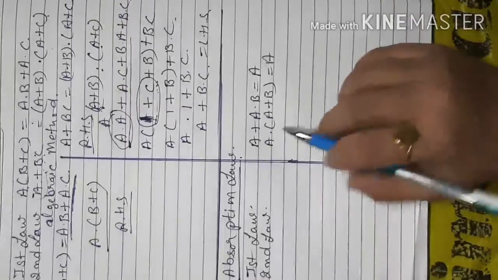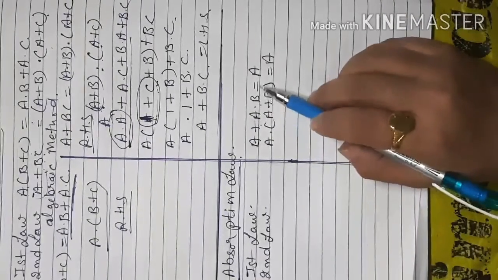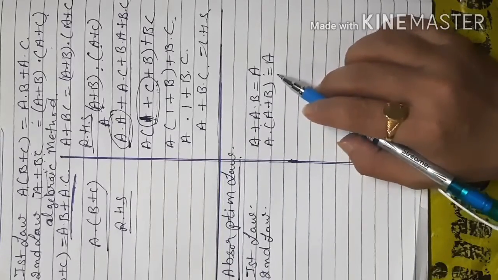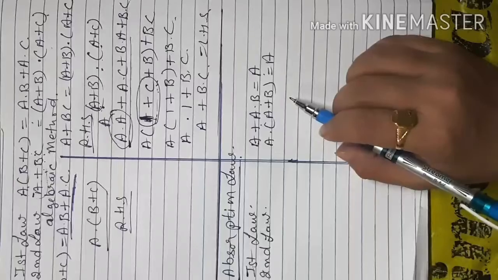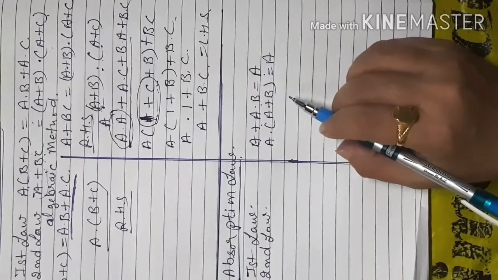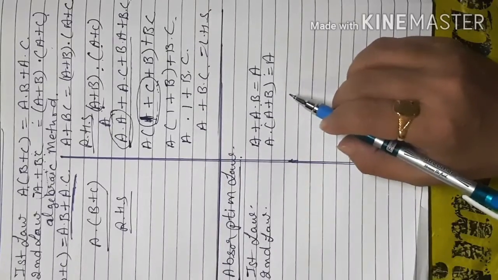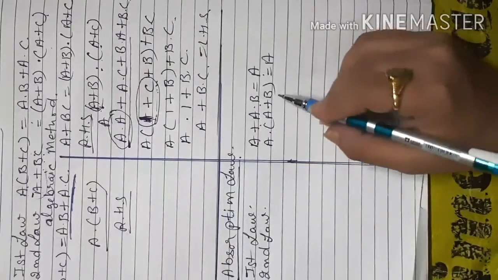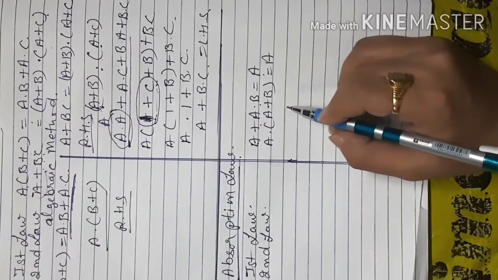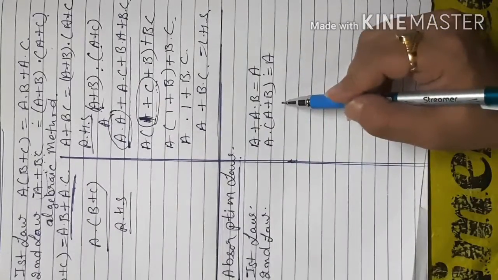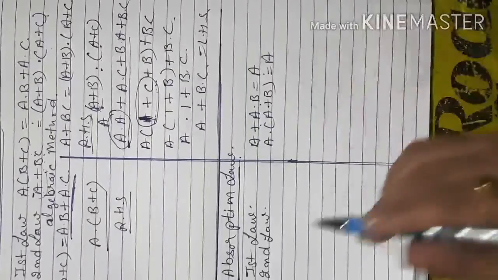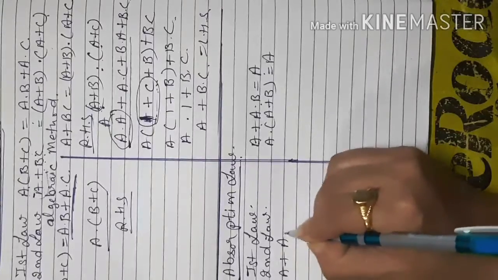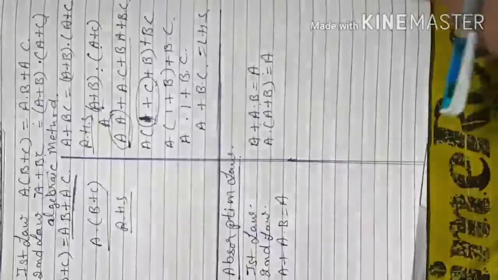Next is the absorption law. In this, the first law is A plus A dot B is equal to A, then A dot (A plus B) is equal to A. I have already partitioned it into two parts: in the first part I will explain the first law, A plus A dot B, and in the second, A dot (A plus B). Remember one thing, here also we apply the distributive law, which we proved earlier, in the first law A plus A dot B is equal to A.